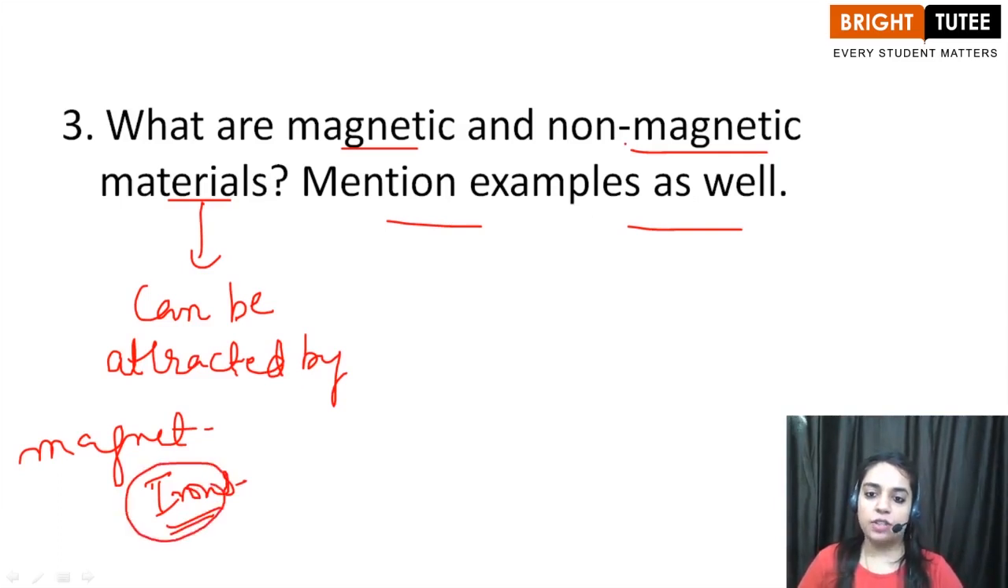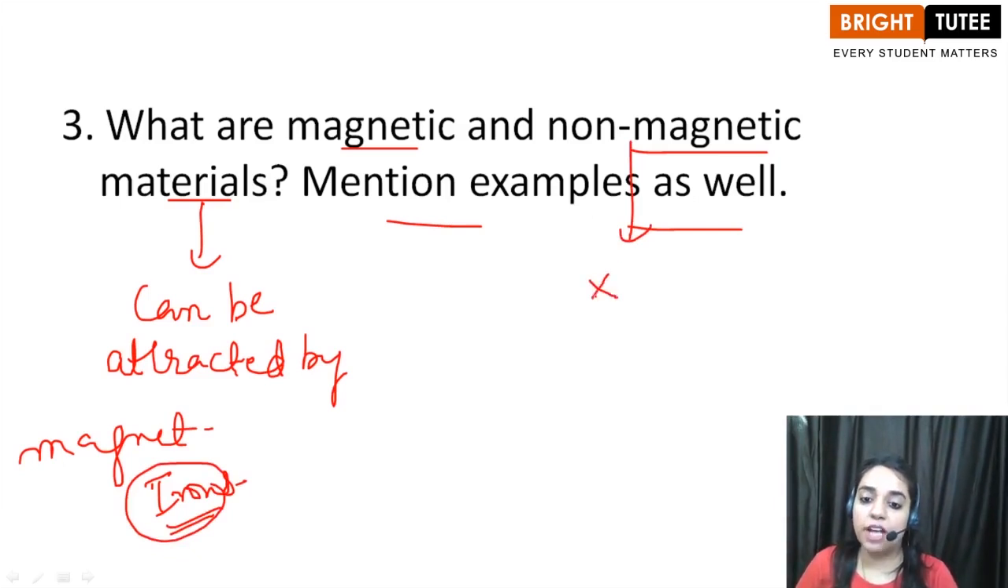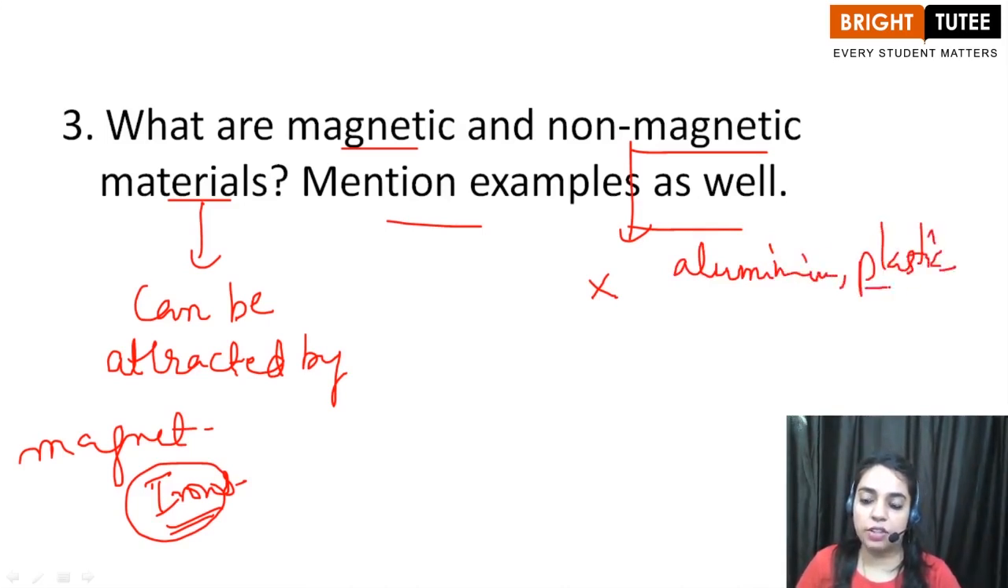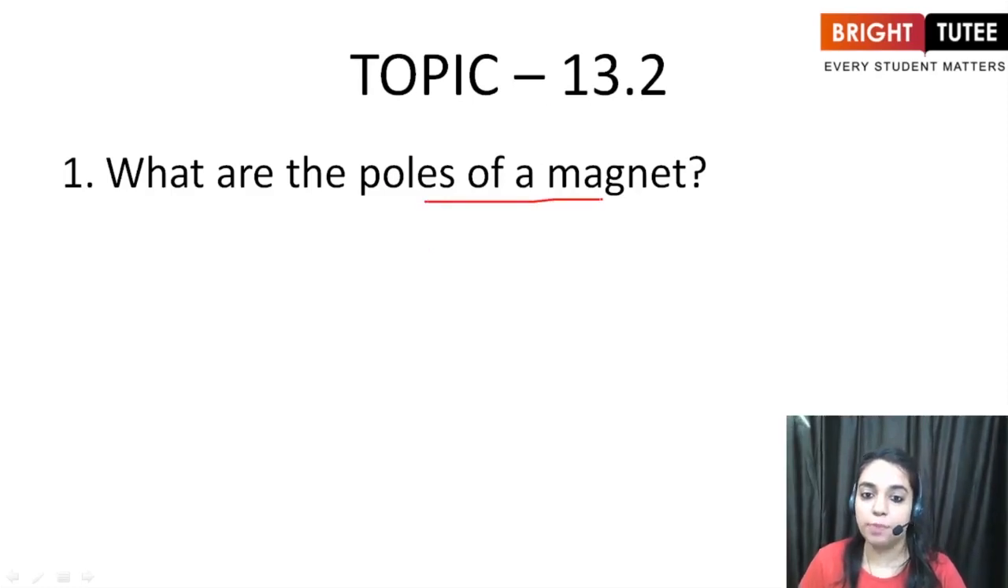Then children, what are the non-magnetic materials? These are the materials which cannot be attracted by magnet, and examples can be aluminium, plastic, wood, etc.